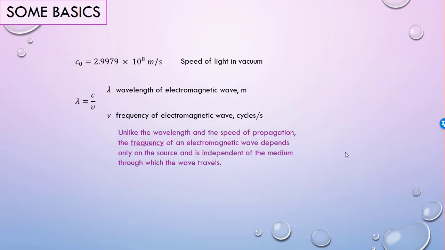However, unlike the wavelength and the speed of propagation, the frequency of an electromagnetic wave depends only on the source. It is independent of the medium through which the wave travels.